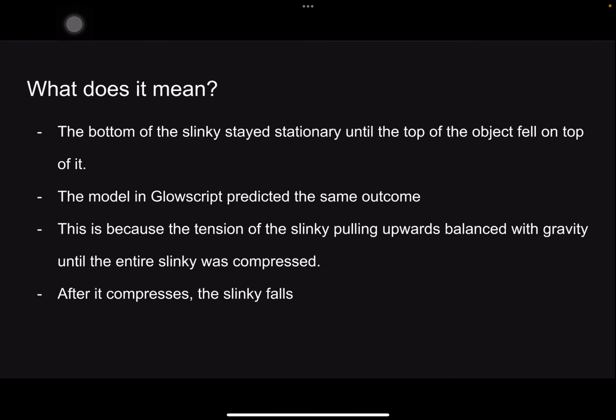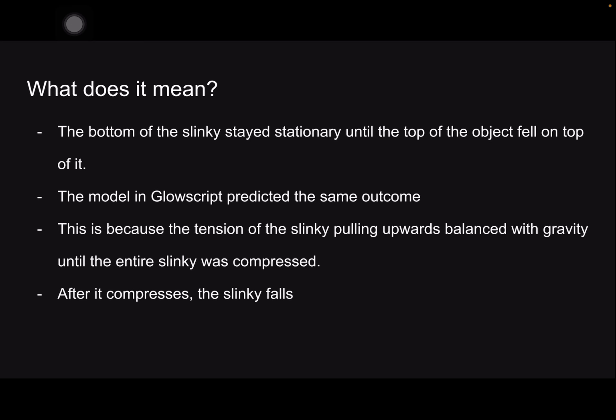So what does this mean? Why do we do this? Well, the bottom of the Slinky stays stationary until the top of the object falls on the Slinky. So what does this mean? This means that from 0 to 5 seconds, the Slinky was motionless until the top of the Slinky falls on itself, and then it starts to fall.